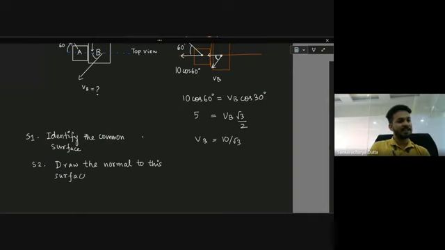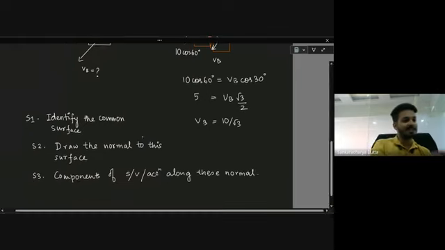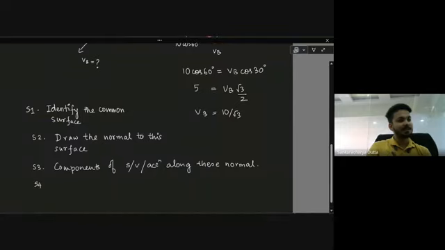What did I do next? Well, I took components of either displacement, velocity, or acceleration along this normal. And the last step is to equate these components.